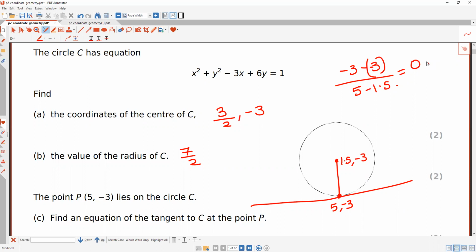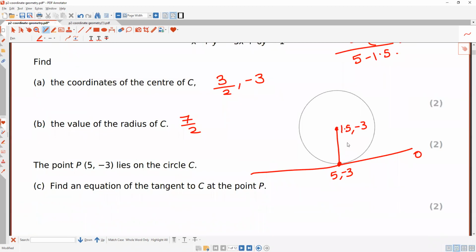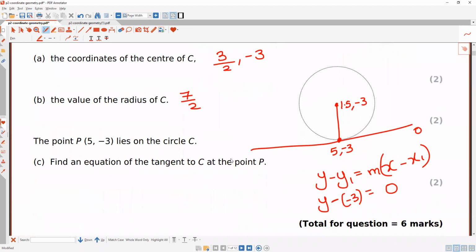Yes. Okay, so if the gradient is 0, this gradient will also be 0. So if I write y minus y1 is equal to m times x minus x1, m is 0, right? So overall it becomes 0. In y minus y1, that is y plus 3. I think y is equal to minus 3 should be your answer.